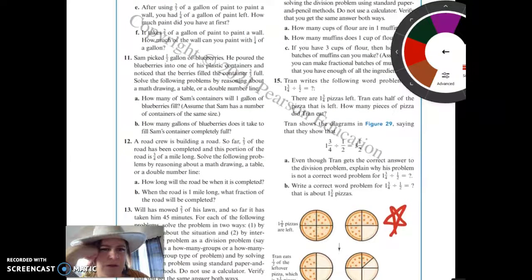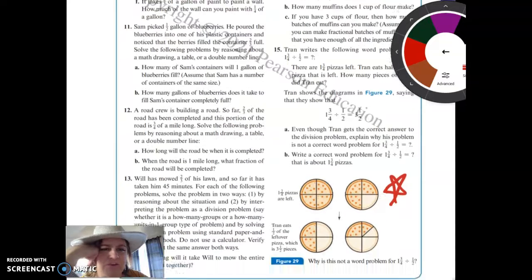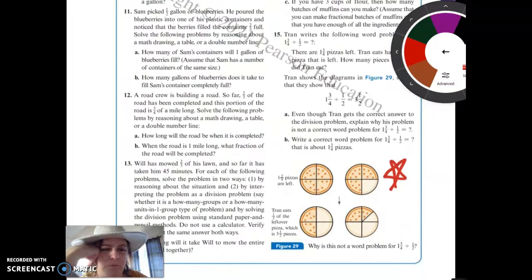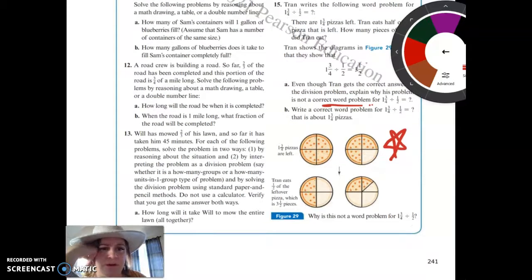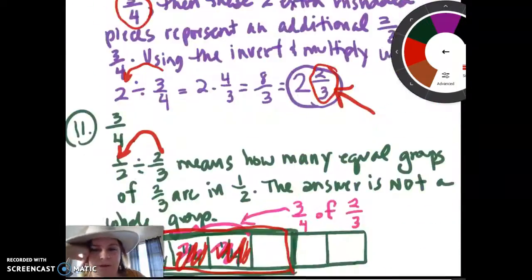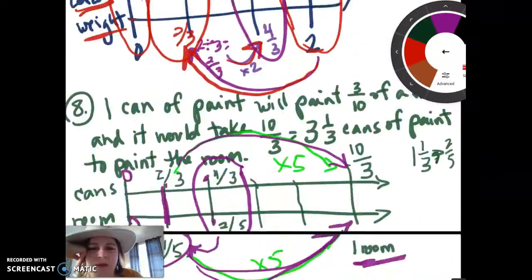And he says they show that 1 3/4 divided by a half is 1 1/2. So even though Tran gets the correct answer to the division problem, explain why his problem is not a correct word problem for 1 3/4 divided by a half. And then you have to write a correct word problem for 1 3/4 divided by a half that is about 1 3/4 pizzas. All right, so hopefully this one didn't confuse you guys too much.